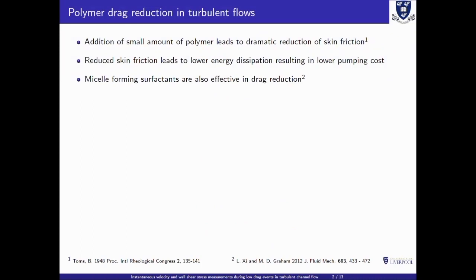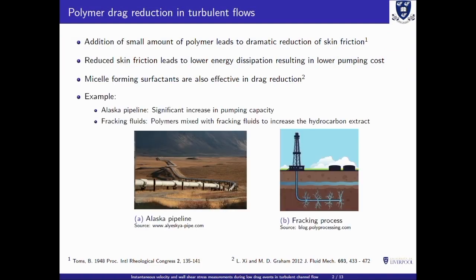As you might know, in turbulent flow, if you add a small amount of polymer, it can lead to a huge reduction in skin friction. This reduced skin friction can cause lower pumping cost, which leads to energy savings. Not only polymers, but some micelle forming surfactants can also cause drag reduction. Examples of application of drag reduction due to polymer addition are in the Alaska pipeline and in the fracking process.